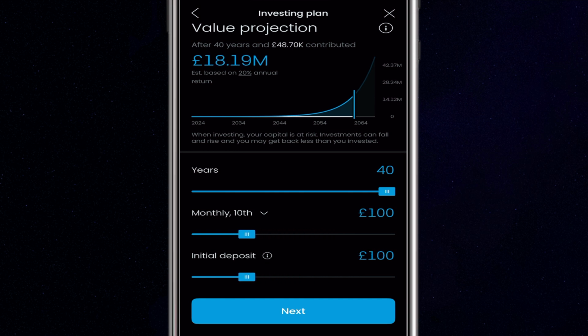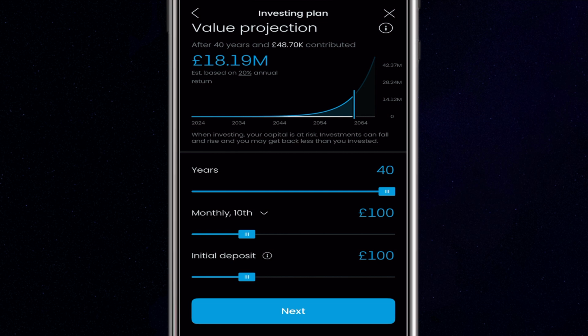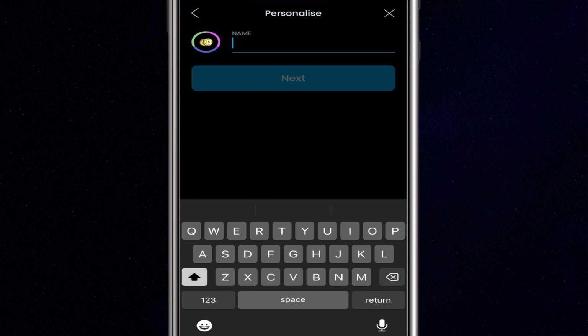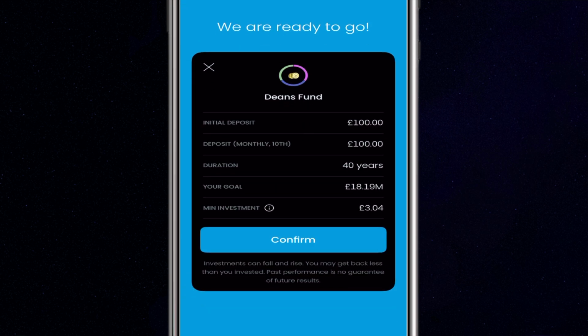This is showing me, based on those stocks and that fund I've picked, future earnings of potentially 18.19. And this is based on historical performance of those shares and funds. But to me, I find this really exciting and really rewarding, and I absolutely love it. So I'm going to click on that so you can see here, you give it a name. So let's call it Dean's Fund. Go on there, next. And then it just shows you what you're looking to do.